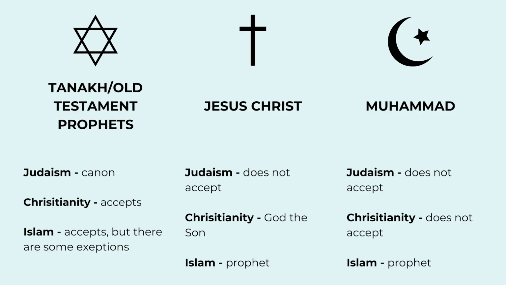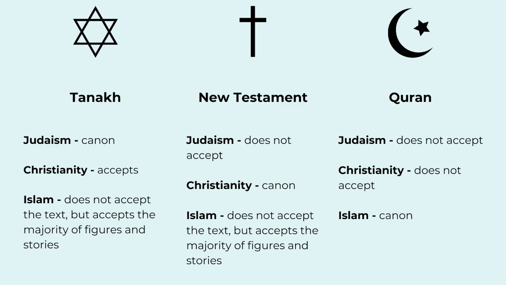Now, the religious figures. Christianity fully accepts the Jewish prophets, and Islam partially accepts them. The main symbol of Christianity, Jesus Christ, God the Son, is not accepted by Jews as either a Messiah or a prophet, while Muslims accept him only as a prophet. The key figure of Islam, the Prophet Muhammad, is rejected by both Jews and Christians.